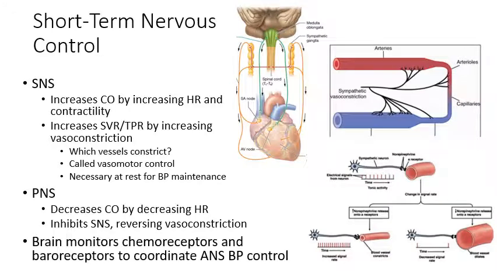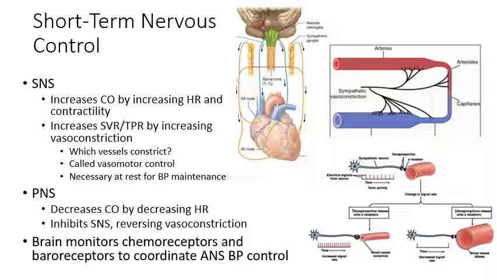Okay, so now we'll talk about how blood pressure is controlled by the nervous system and the endocrine system. First, the nervous system. The nervous system only controls blood pressure in the short term, so it does not make long-term changes to blood pressure. It makes changes that occur within minutes. You have the two branches of the autonomic nervous system, the sympathetic nervous system and the parasympathetic nervous system, and they both can control blood pressure in essentially opposite ways.